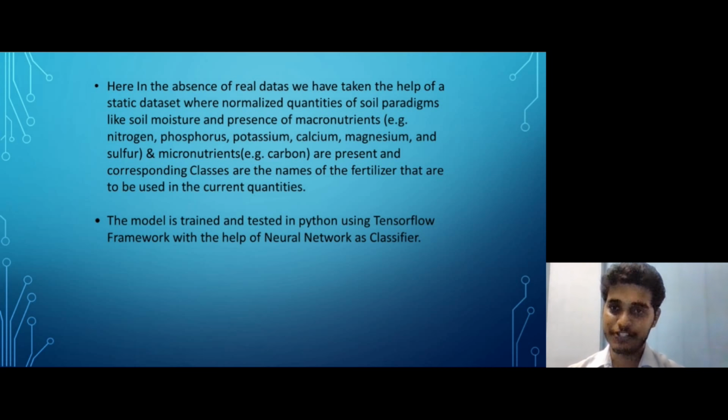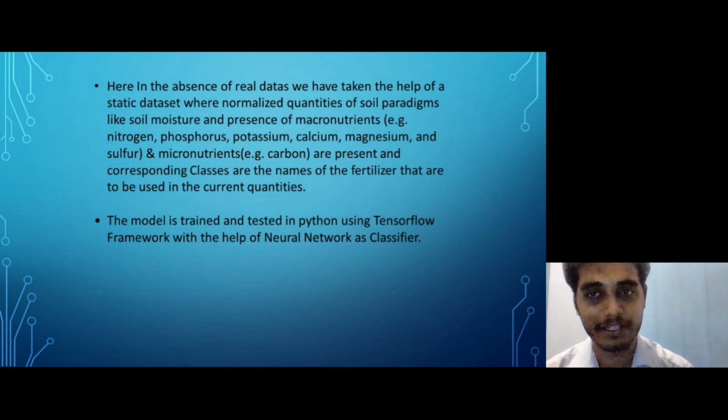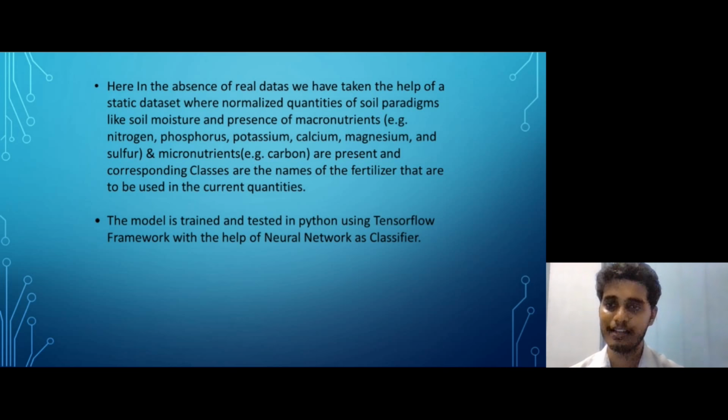Now in our data set, the features that we have used are the soil moisture, macronutrients such as nitrogen, phosphorus, potassium, calcium, magnesium and sulfur, and we have used a micronutrient as carbon. There are other micronutrients, but carbon being the most important, we have taken it. Our dataset also contains a class label that is the list of all the fertilizers that we have used. And these fertilizers are mapped based on the features that are input from the user. These class labels consist of 4 classes for 4 different cases of input features.